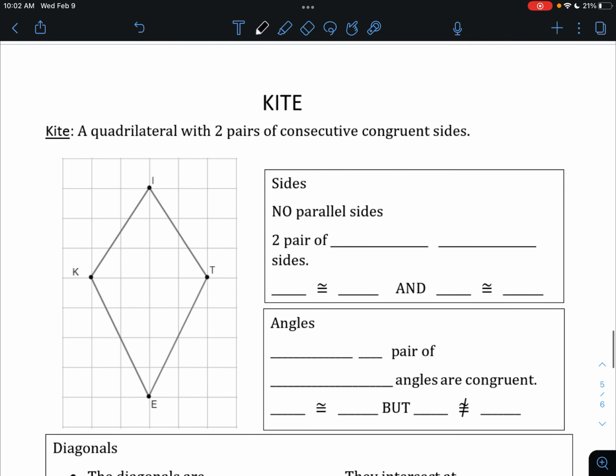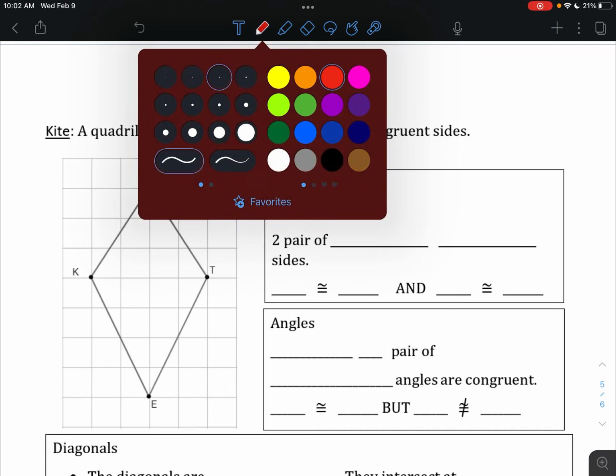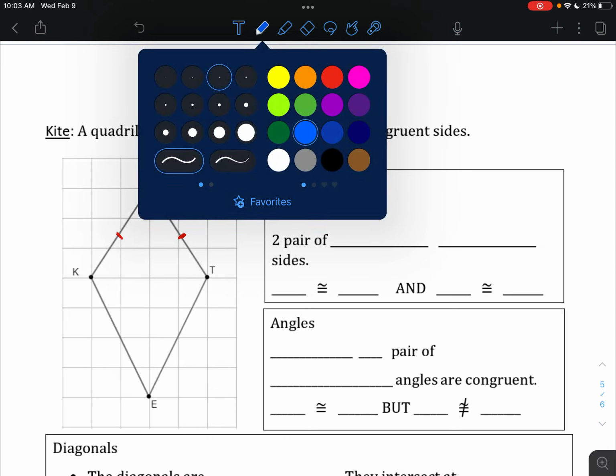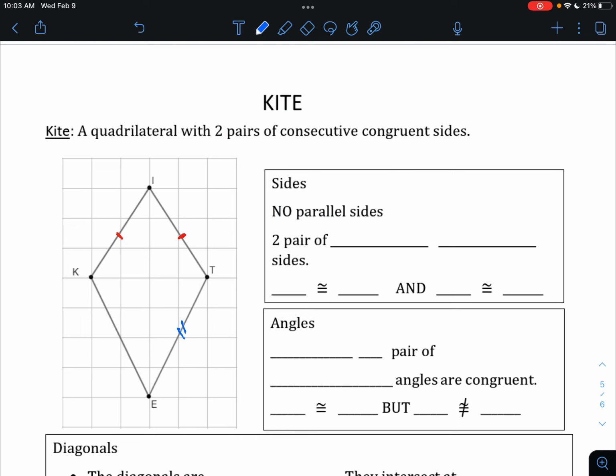Okay. So like I said, a kite is a quadrilateral with no parallel sides. It doesn't have any parallel sides. But it does still have 2 sets of congruent sides. In a parallelogram, those congruent sides were opposite each other. In a kite, they are not opposite each other. They're next to each other. So in a kite, these sides here are congruent, and these sides here are congruent.